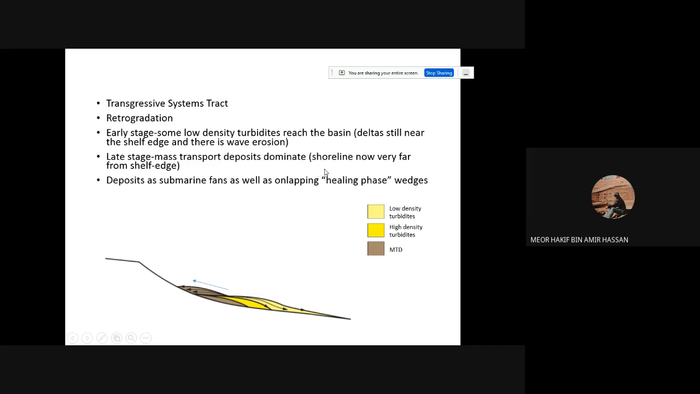Please don't ignore this part here, this healing phase. This is a slide from the master's course, but just take note that your turbidites, your submarine fans, will be retrograding during the transgressive systems tract.